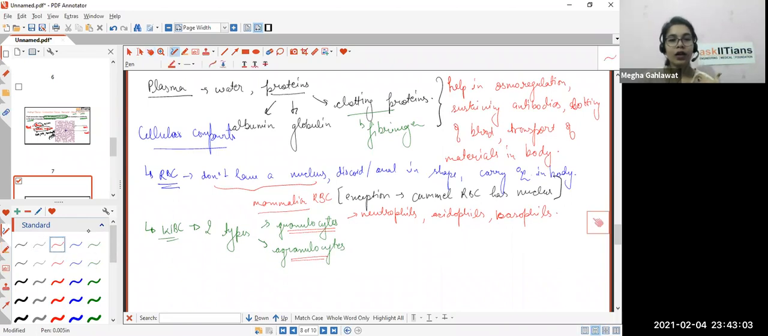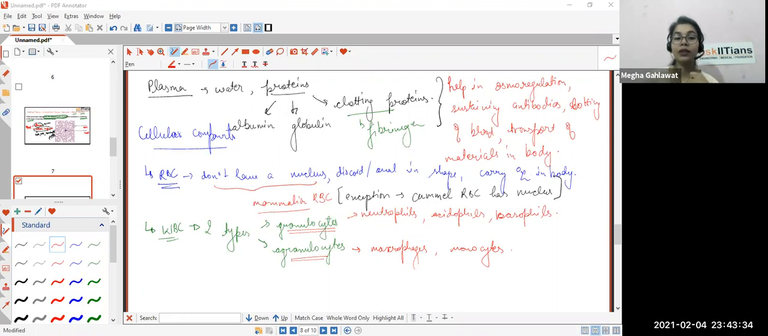Apart from that, we have the agranulocytes, which are basically of two types: macrophages and monocytes. Macrophages and monocytes both are really, really big cells, and their function is to mop up all the unwanted material, basically get rid of all the unwanted material in the body. And that is all about the WBCs that you need to know.